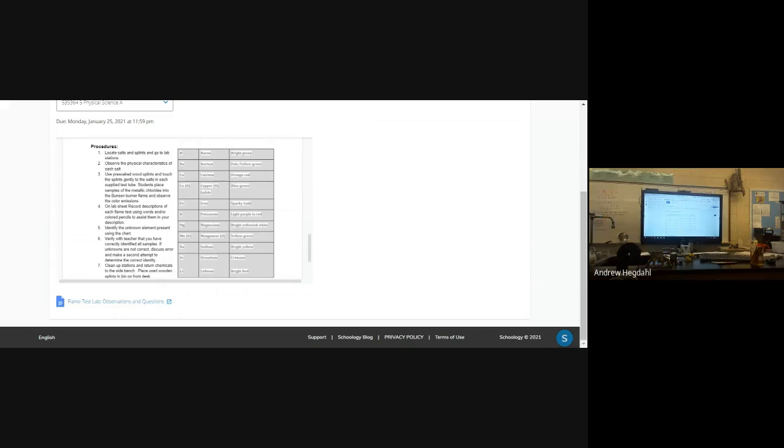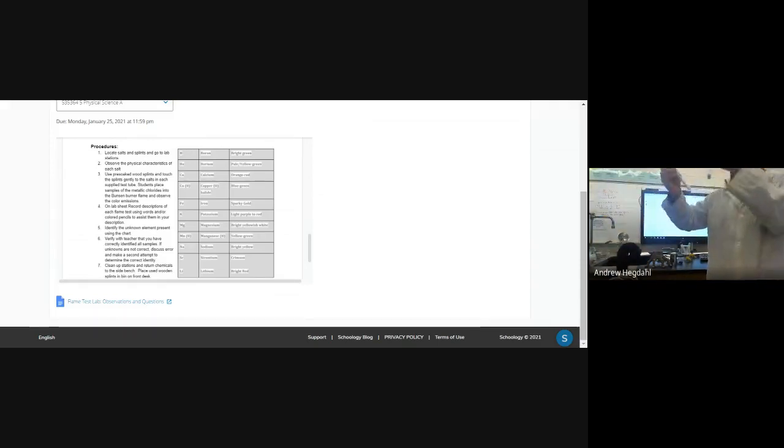So what I need to do before I start the lab is describe the different salts. If I take these two, for example, these look like it's F and C. I can see that they have different textures to them.